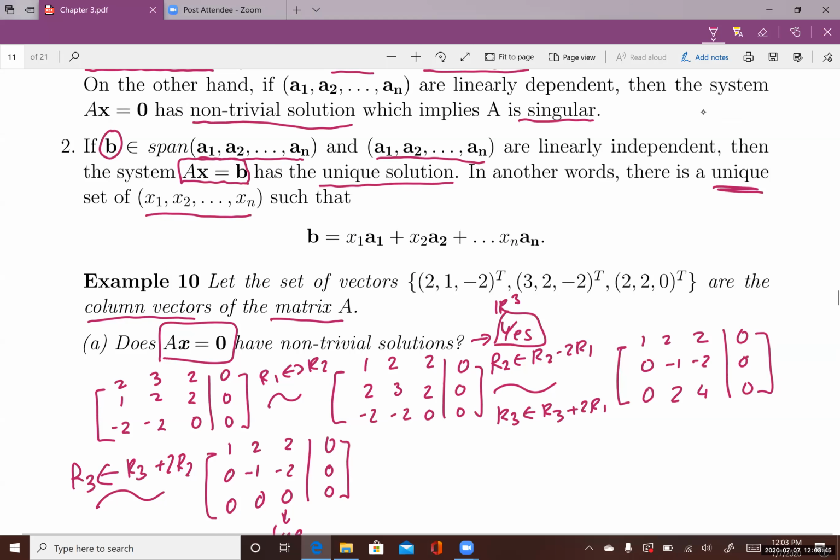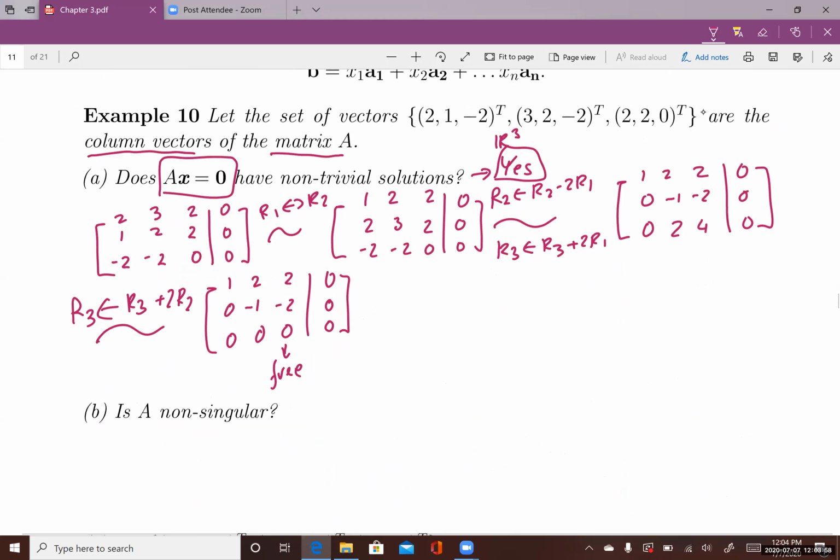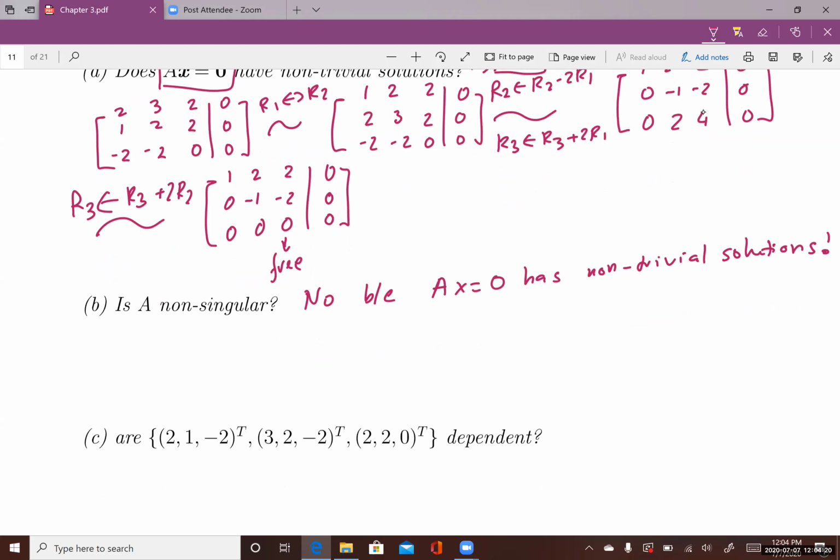Based on these two theorems, if A is non-singular, then the system has only the trivial solution. But in this case, my system has a non-trivial solution. That means A is not non-singular. No, because the system Ax equals 0 has non-trivial solutions. So that means A is singular.